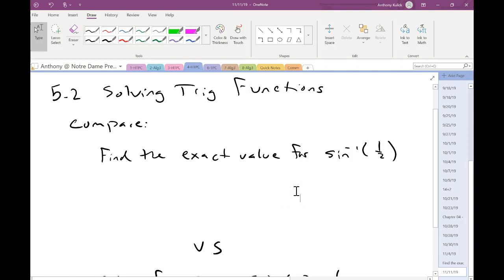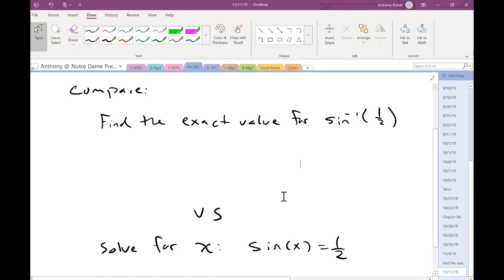Alright, so in section 5.2 we're going to be talking about solving trigonometric functions. And I'd like to start by comparing two similar but distinctly very different problem types. The first kind of problem should look familiar. If we're asked to find the exact value for sine inverse of 1/2, this looks like something that we would have done in the previous chapter, right? So how do we do a problem like finding the exact value of sine inverse of 1/2?